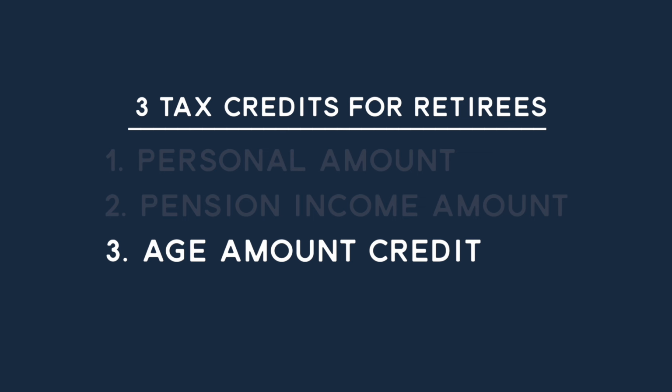Now, the age amount credit, which is what it's actually called, applies only if you're 65. And 65, by the way, means that you turn 65 as of December 31st of this year, meaning that you were born in 1959 or earlier. And the age amount is at maximum $8,790 per year. But if you're in an income threshold of $44,325 through $102,925, you will have a reduced version of the age amount. And if you're over that $102,000 number, you will not get the age amount tax credit.